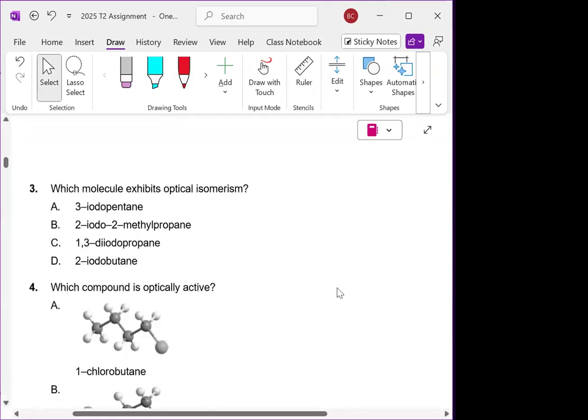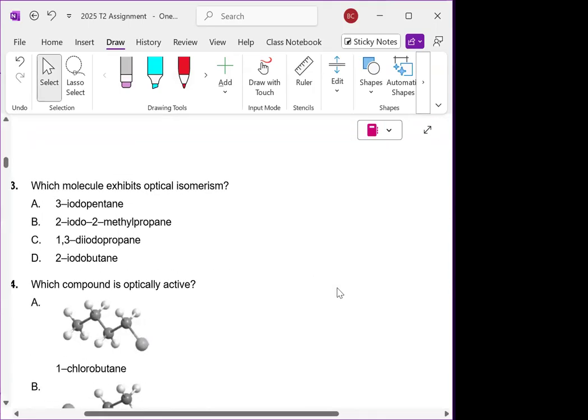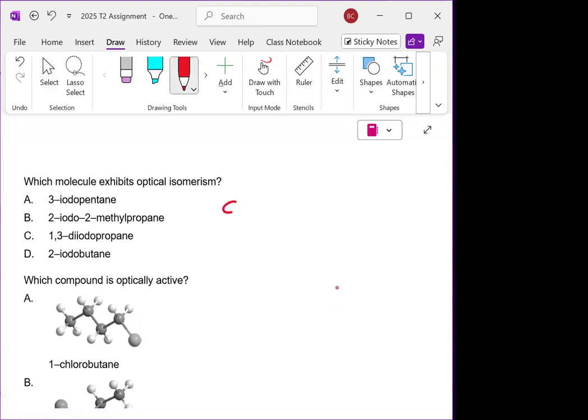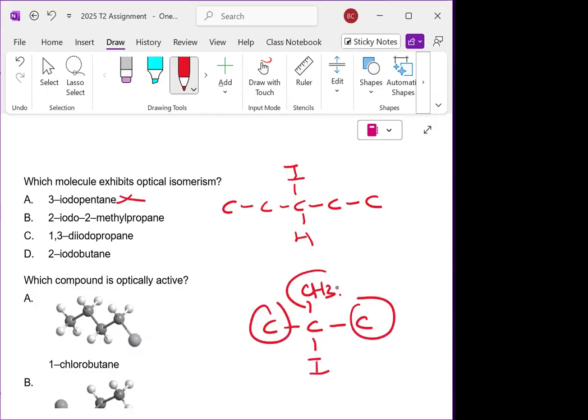Okay, question 3. Which one has optical isomerism? Of course, we have to draw, no choice for this. Okay, do a quick sketch. If it's an alkyl, do you see these 2 groups are the same? Right, left and right are the same. So wrong. Methylpropane. This is a CH3 and this is an alkyl. CH3, CH3, CH3. So no.